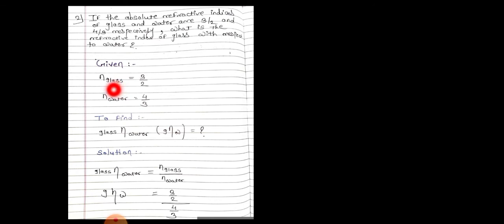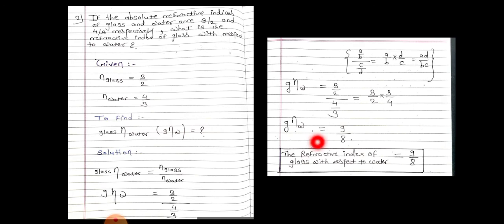Okay, so the absolute refractive index of glass is 3/2, and water is 4/3. So what is the refractive index of glass with respect to water? Okay, so what we have to find out is the refractive index of glass with respect to water. Now what solution will we get here? Simply, we write refractive index of glass with respect to water, that is n glass divided by n water, and here we are simply going to put in these values.